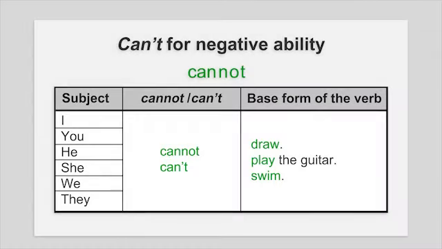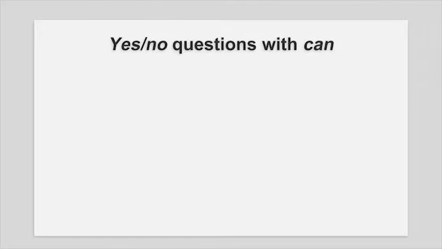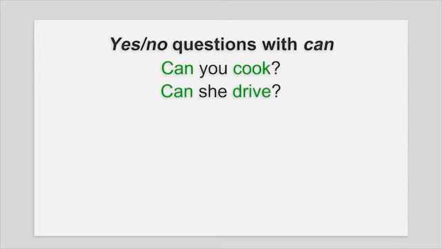We use cannot or the contraction can't plus the base form of the verb to talk about negative ability. We almost always use the contraction. For example, I can't draw. He can't play the guitar. They can't swim.